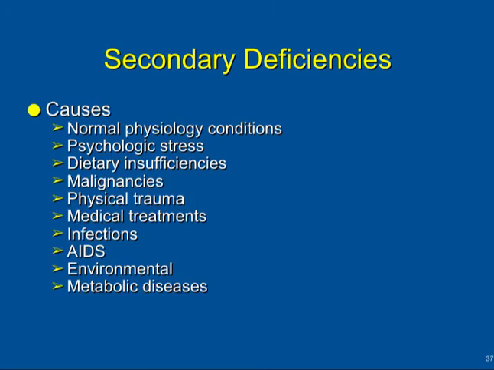These are examples of ones that I kind of went through. Normal physiologic conditions, things like stress that we talked about before, dietary insufficiencies, malignancies, the big one. So anytime there's an underlying malignancy there, they're at significant risk as well. And obviously, too, the chemotherapeutic agents are going to put them at risk, and a lot of the medications that are used for treatment. Trauma, medical treatments. The medical treatments is unfortunately a very common cause, so you really have to think about that. Other infections that can occur, if they have a long-standing viral syndrome like AIDS, obviously they have a secondary deficiency. Environmental factors and metabolic diseases like diabetes and so forth.